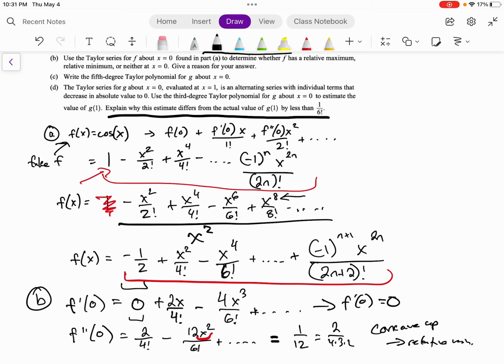Again, test-taking strategy: if they're asking you to find a min or a max, or whether there's a min or a max at a specific point, you should think, I'm going to take the first derivative, it's going to be 0, and then I decide whether it's concave up or down.